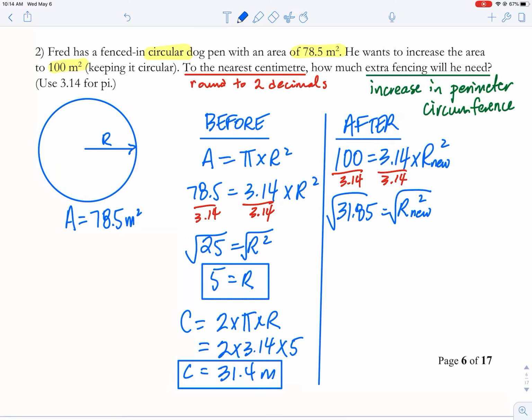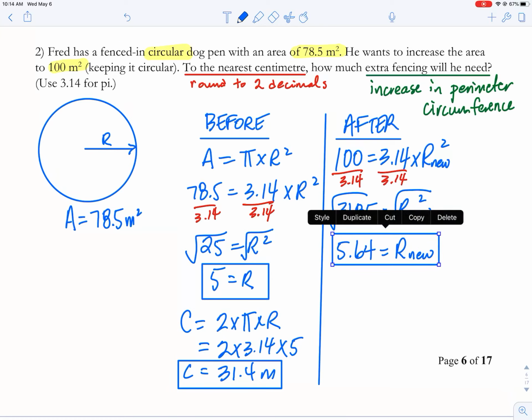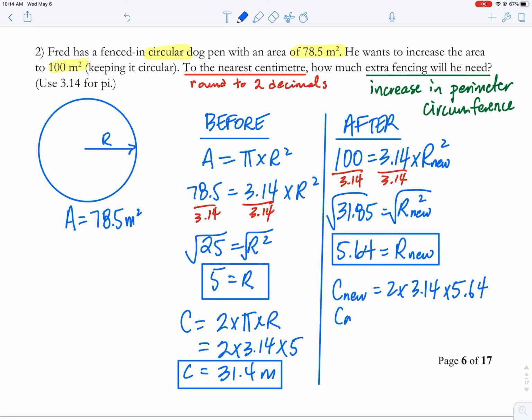Square root both sides to 2 decimal places. I get 5.64 equals my new radius. So if that's my new radius, I can now use it to find my new circumference. So my new circumference is going to be 2 times 3.14 times 5.64, or my new circumference equals 35.42. And again, it was in meters. So I found my original circumference. I found my new circumference.